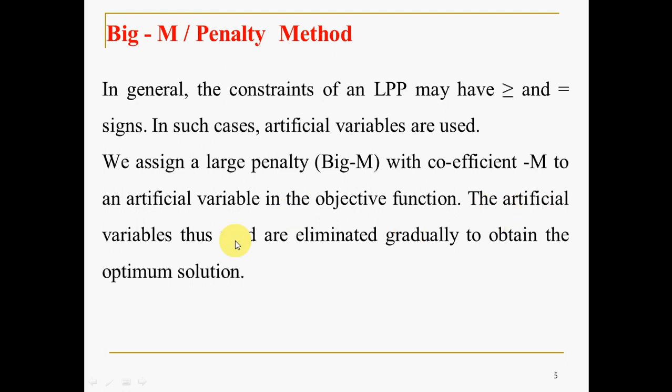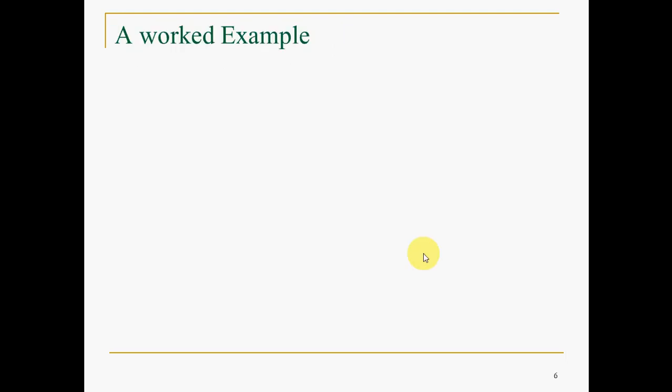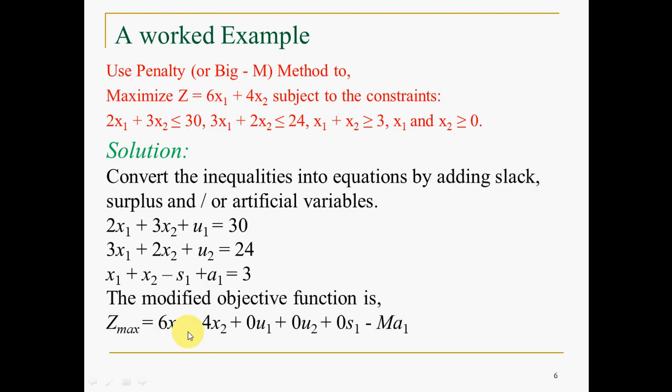So the artificial variable will be eliminated, of course. So this is 6x1 plus 4x2 plus 0 u1 plus 0 u2 plus 0 s1 you have to write. There is no point of writing minus 0 s1, so this is plus only. Minus M, M is the big M.